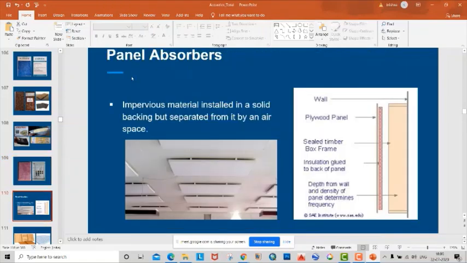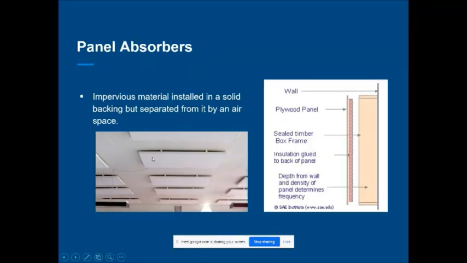Now we can have panel absorber also. You can see the picture, right? These are the panel absorbers, and there is some air gap between the ceiling and this panel absorber. This is the plywood panel. Behind it we can provide some kind of sound absorbing material, glass wool or any fiber material.